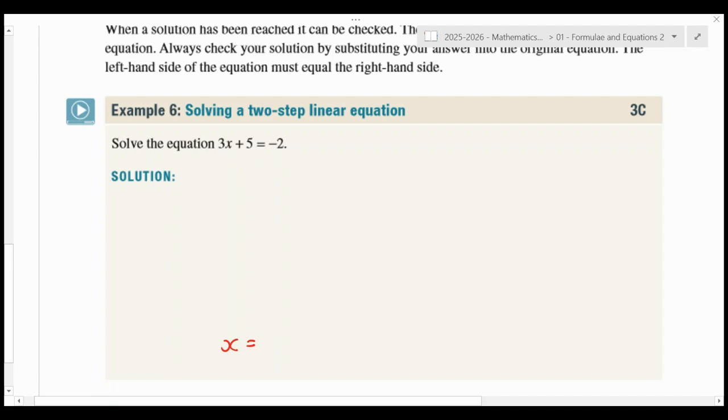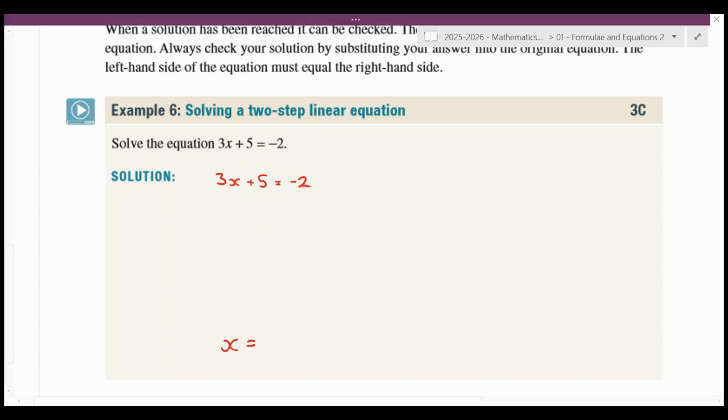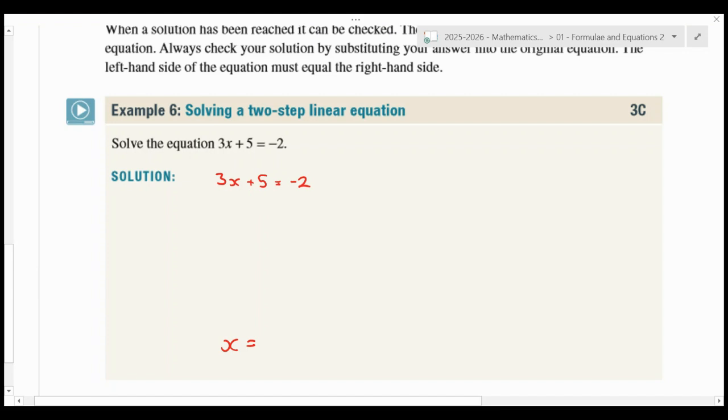So the first one we're going to do is we've got 3x plus 5 equals minus 2. The first thing we're going to do is we're going to get rid of this plus 5. Okay? So when you are first starting out with this, or if you are not confident with these, or if you are having problems with these, I would always recommend doing this step that I'm doing. Okay, so I'm actually going to change colors. I'm going to get rid of that. I'm going to write that in black.